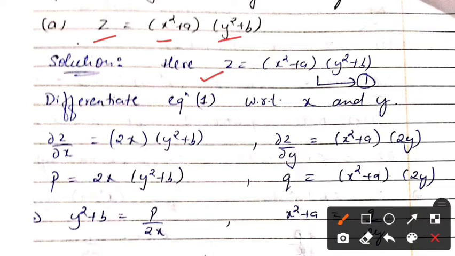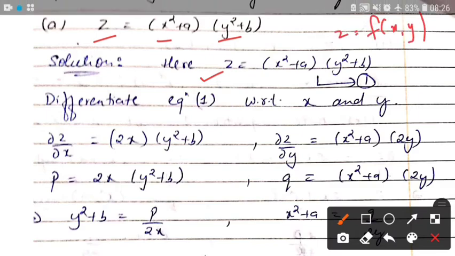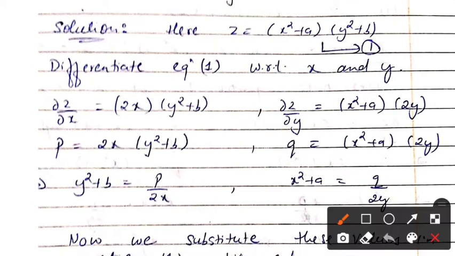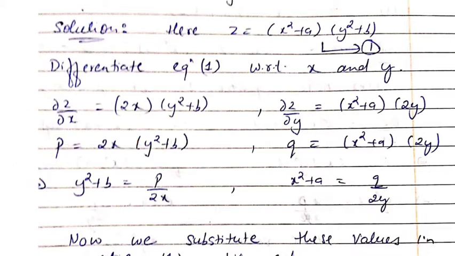What will be your first step? Your first step will be differentiating with respect to x and with respect to y. I have just told you that z is a function of x, y. Now I will differentiate this with respect to x, so ∂z/∂x. ∂z/∂x can be written as p and ∂z/∂y can be written as q. So remember this.